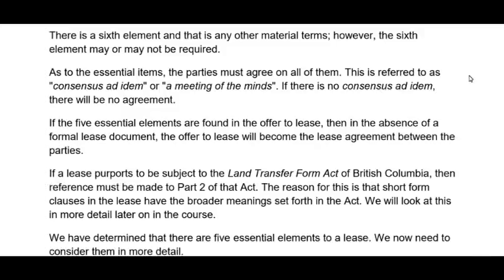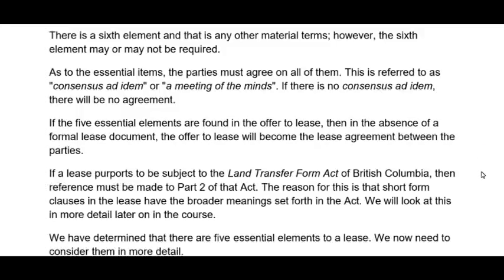As to the essential items, the parties must agree on all of them. This is referred to as consensus ad idem, or a meeting of the minds. And if there is no consensus ad idem, there will be no agreement. If the 5 essential elements are found in the offer to lease, then in the absence of a formal lease document, the offer to lease will become the lease agreement between the parties.